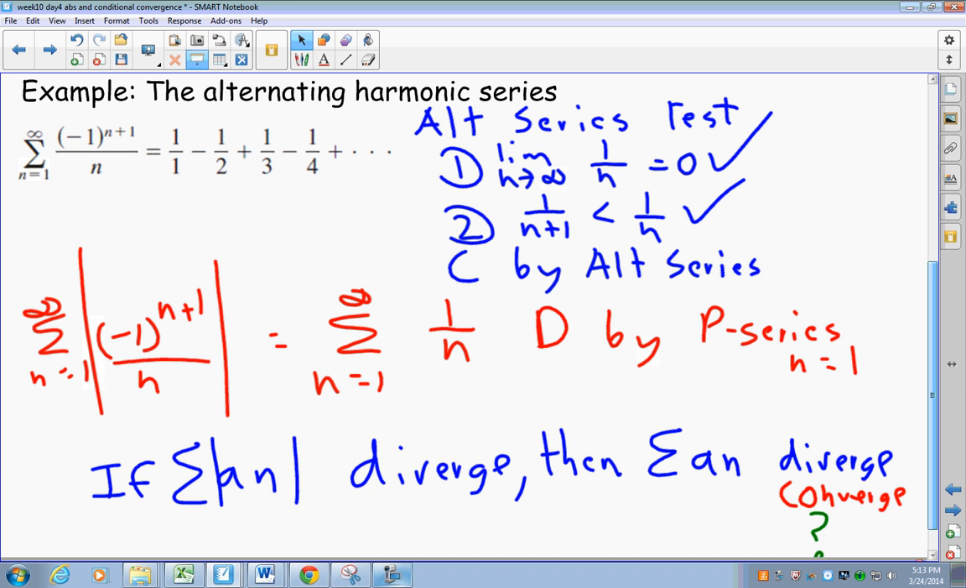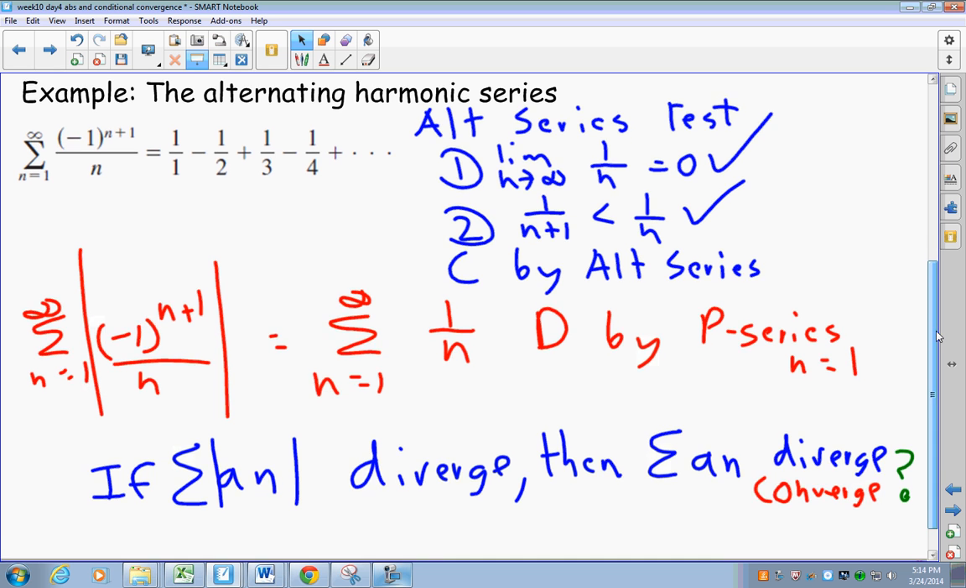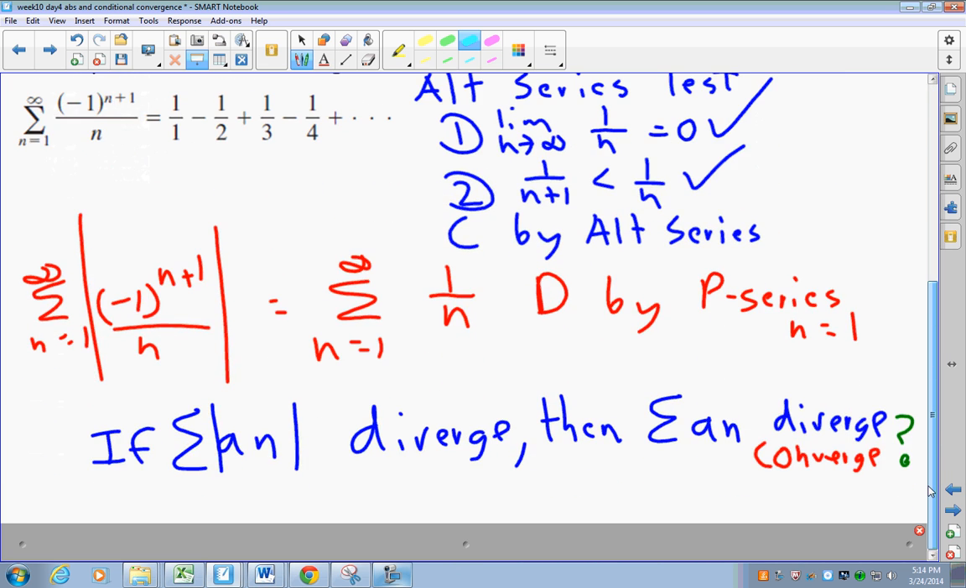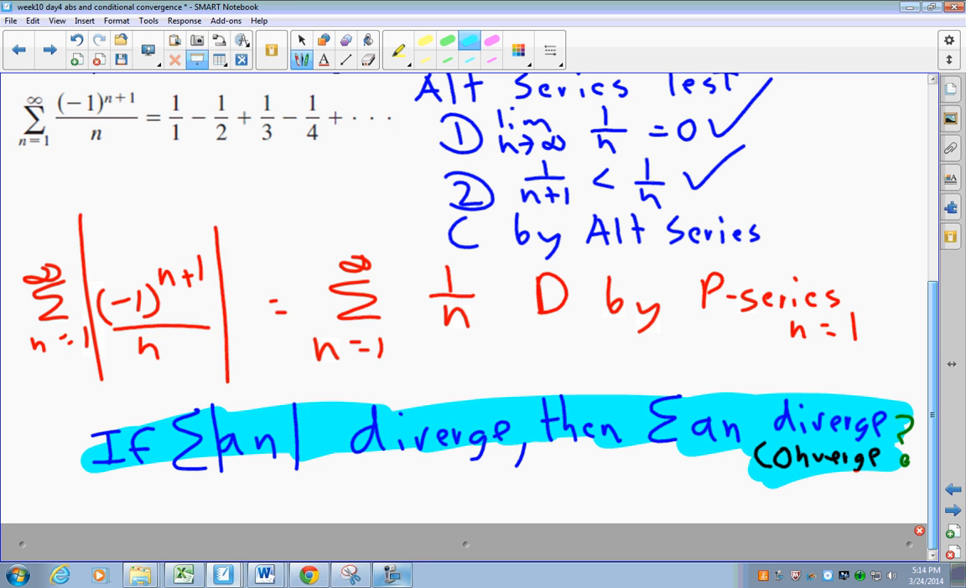So anytime the absolute guy diverges, you don't know what you have. Some of the time it can diverge. Some of the time it can converge. You don't know. So I want you to, again, realize what I'm saying. If the absolute value guy converges up top, then the normal guy converges. So if the absolute converges, the regular guy converges. But if the absolute diverges, then the original guy, you have no idea. You guys okay with that? Okay?